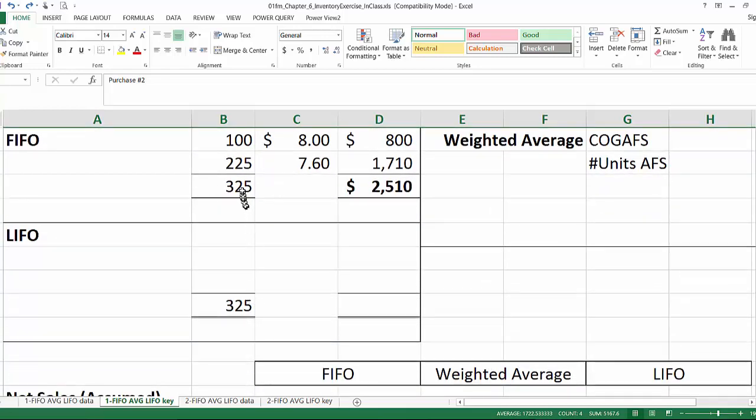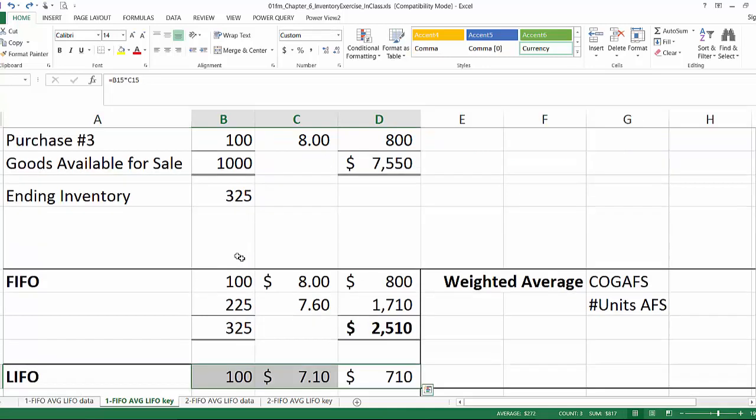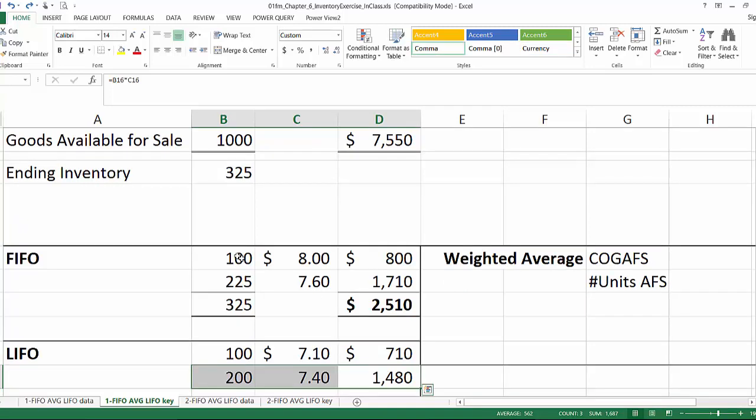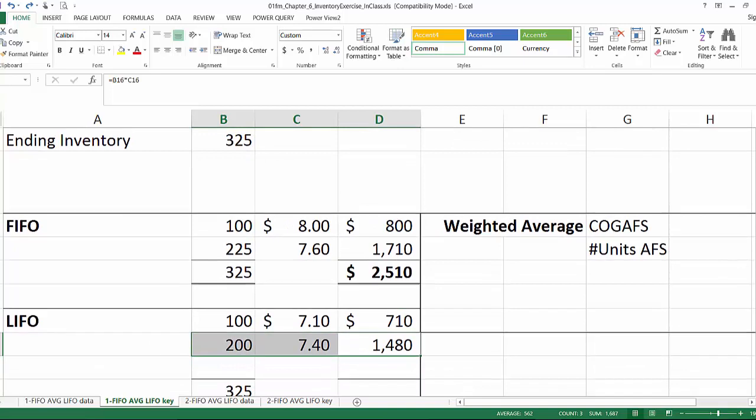Okay, same as I would if I was doing FIFO. I'm going to say, okay, give me 100 of those 100 units that were in beginning inventory. That's $7.10 for a total of $710. Give me all of the 200 units that were purchased at $740. And as of now, I only have 300 units.